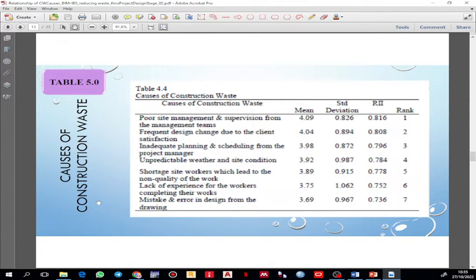On the cost of construction waste, the highest factor, rank 1, is poor site management and supervision from the management team. And the second is frequent design change due to client satisfaction, and inadequate planning and scheduling from the project manager. These contribute to the construction waste.